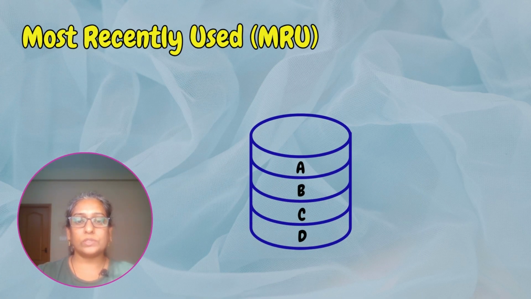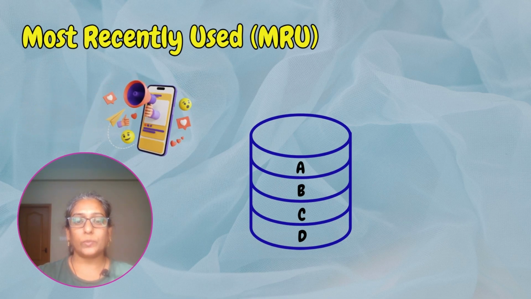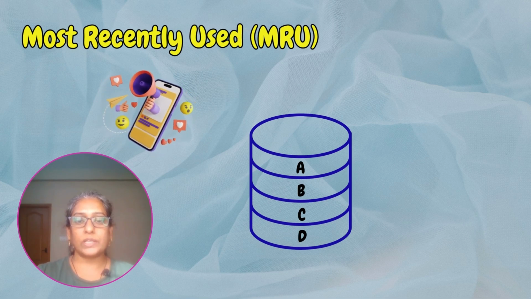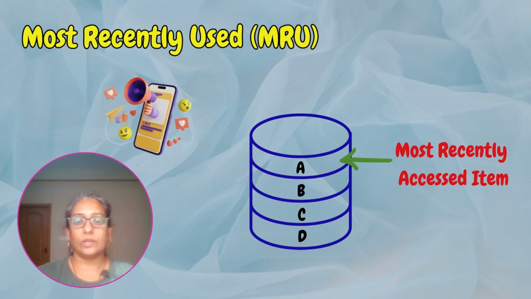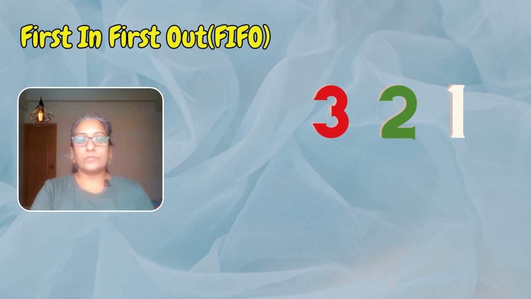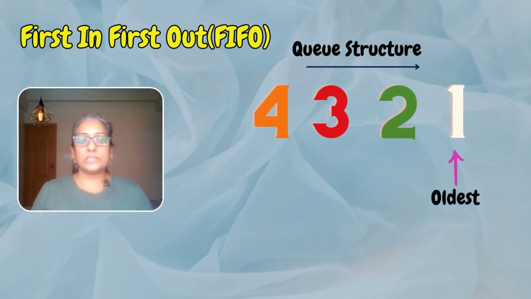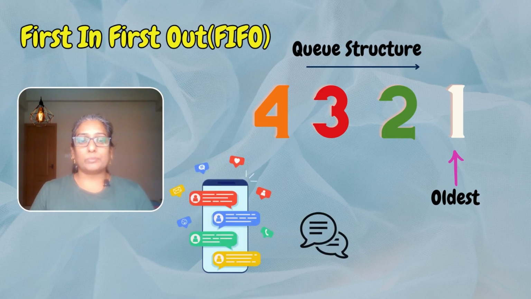MRU evicts the most recently accessed items to free up space when necessary. For instance, in a mobile app cache, when the cache is full and the user tries to access a new feature, the most recently accessed feature is evicted to accommodate the new data. In a first in first out cache, the oldest items are removed first when space is required. For example, in a messaging app, when the cache is full and a new message arrives, the oldest message in the cache is evicted.